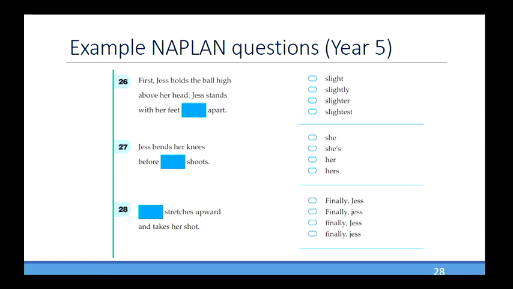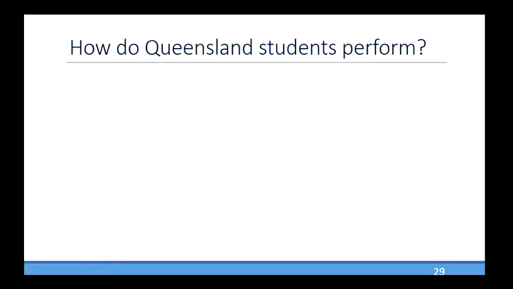This is a test of grammar. Now, some of these are a little bit harder. I had to just think a little bit about number 27. Bends her knees before she's... And initially I thought, oh, she's. And then I thought, no, that's not right. It's she shoots. So some of these get harder by Year 9, of course. It really ramps up in difficulty.